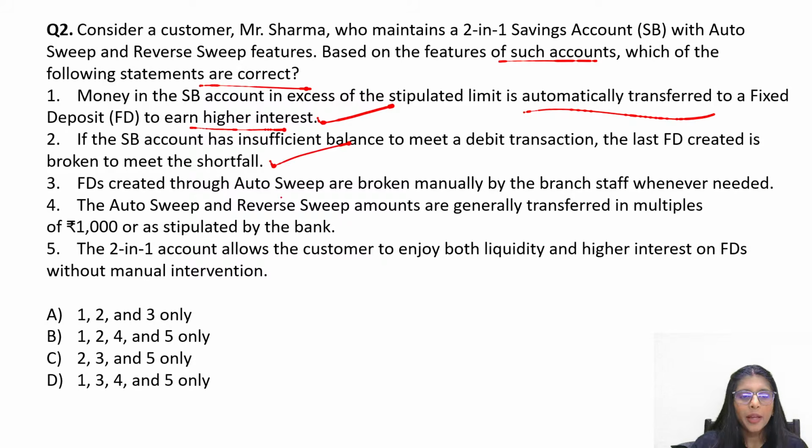FDs created through auto sweep are broken manually by the branch staff whenever needed. No, it's auto. It is system driven, not done by the branch staff. It's incorrect. Branch staff don't do this. Statement 4. The auto sweep and reverse sweep amounts are generally transferred in multiples of thousand or as stipulated by the bank. It's correct.